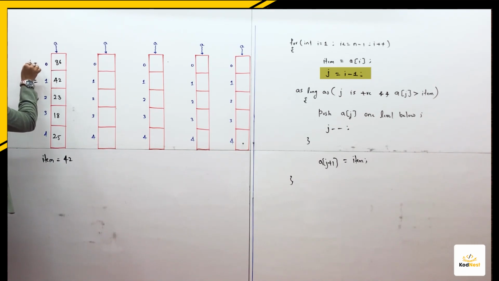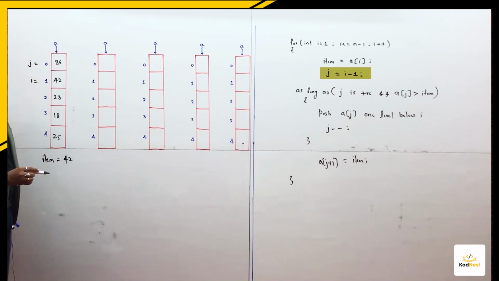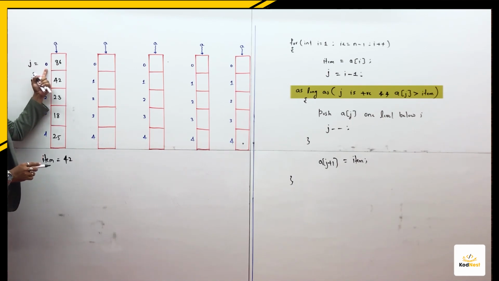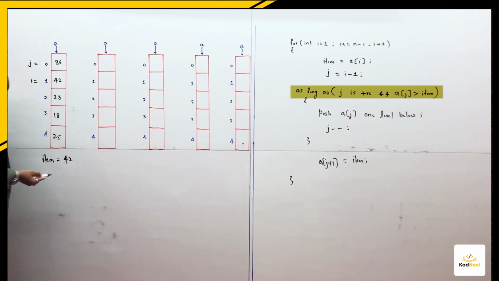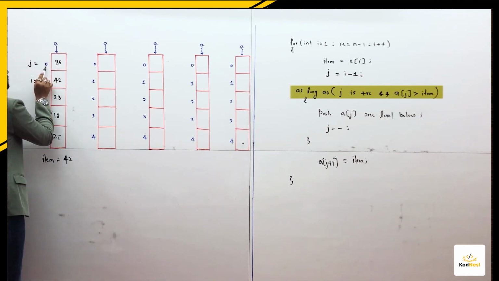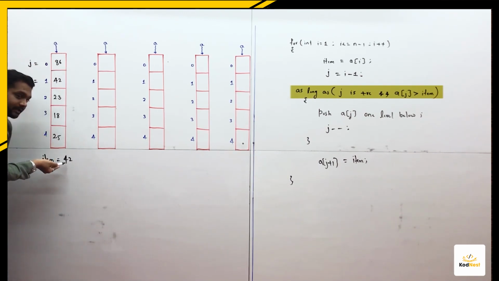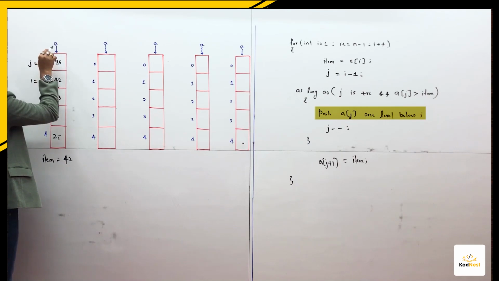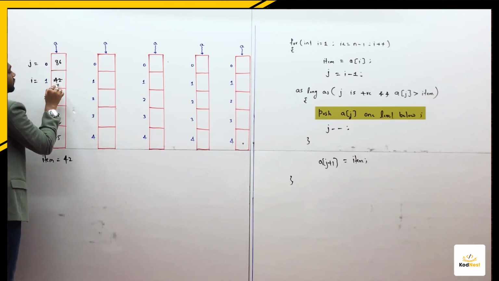Place j one level before I. I is here, and I am placing j one level before I. Done. Enter the loop, as long as j is positive. What is j? J is 0. Is 0 positive? Yes, 0 is positive. As long as j is positive and array of j, which is 86, is greater than item, which is 42, both conditions are satisfied, so push a of j one level below. Okay, pushed.